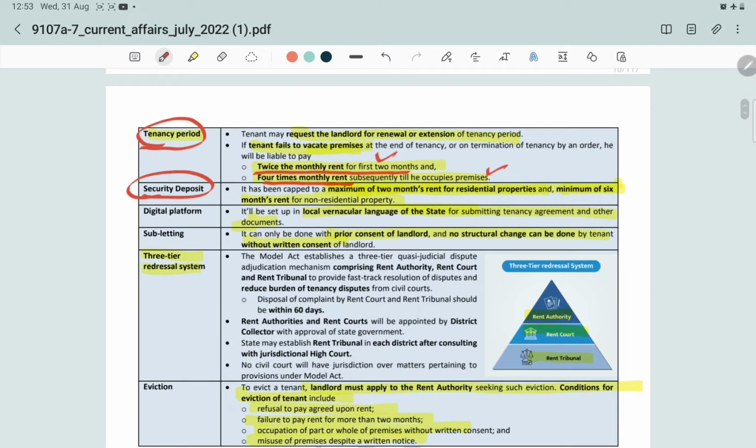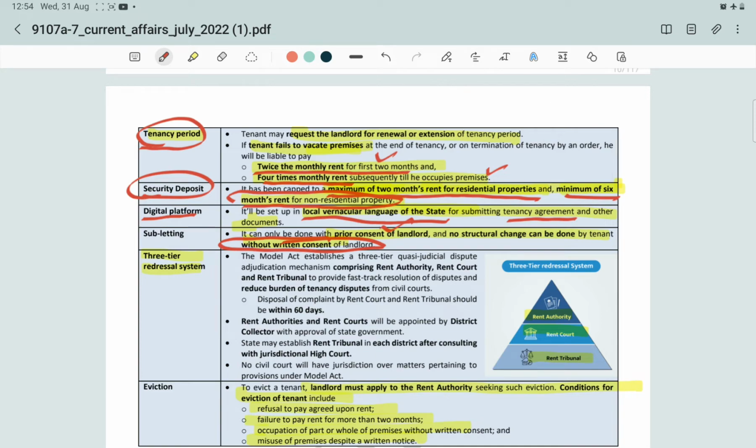How much will be the security deposit? It has been capped at a maximum of 2 months rent for residential properties and a minimum of 6 months rent for non-residential property. A digital platform will be set up in local vernacular languages of the state for submitting tenancy agreements and other documents, and it can only be done with prior consent of the landlord. No structural change can be done by a tenant without the written consent of the landlord. The tenant cannot do any structural changes to the property.